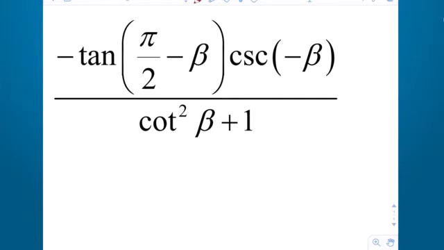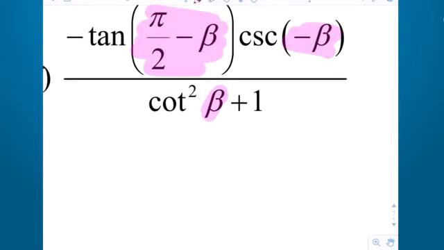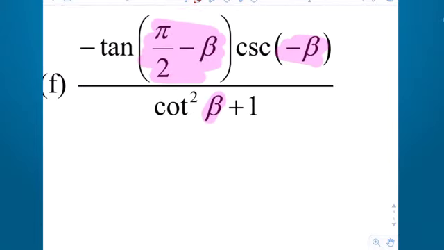All right, two things that I would first notice: it's nice if all the angles are just straight up beta. I have a negative beta over there, so maybe I can use the even-odd identity to get rid of that one. And I have pi halves minus beta. I'd like for that to be in terms of beta. Do we have an identity for that? Cofunction identity. Good. So first step, and this kind of trumps everything, is to try and get your angles the same. Always try to get your angles the same.